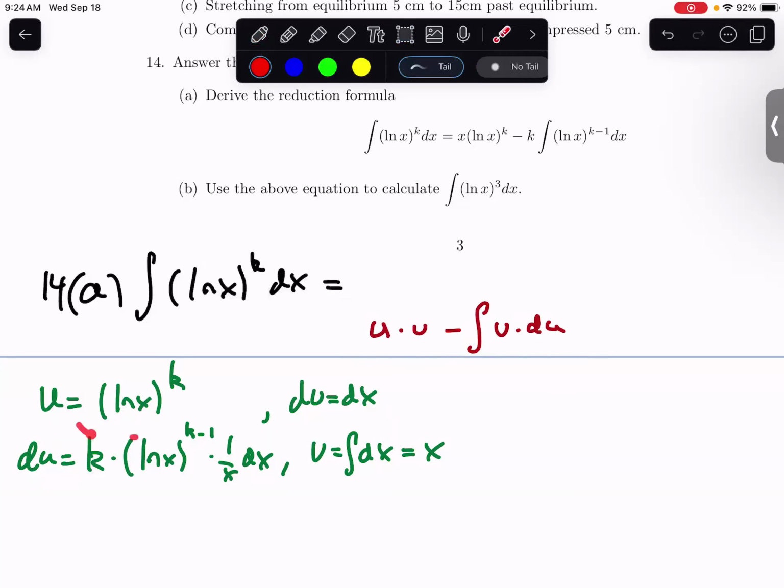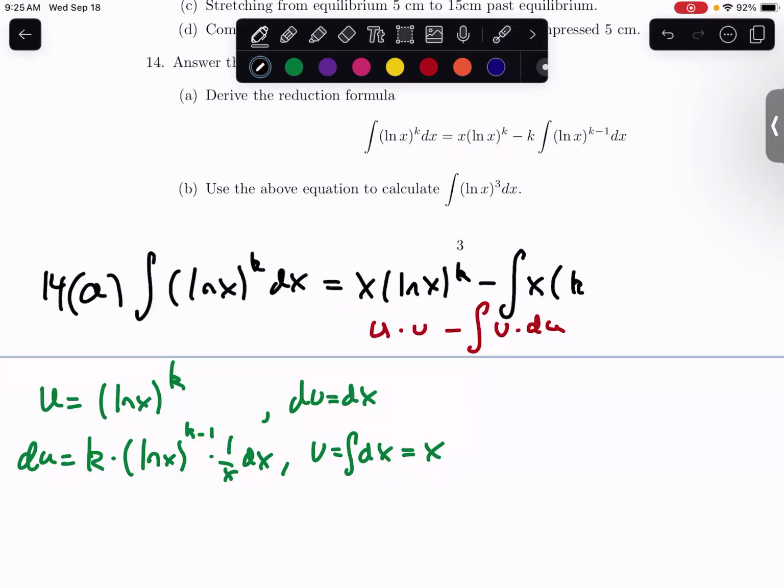Our u and v, so we have the natural log of x to the kth power times x. So this is equal to x times the natural log of x to the kth power. And you can tell we're on the right track, because if you compare this, it's what we wanted to have here, right? Then we just have to do the integral. We subtract the integral of v times du. So v is equal to x, and du is equal to k times the natural log of x to the k minus 1 power times 1 over x dx.